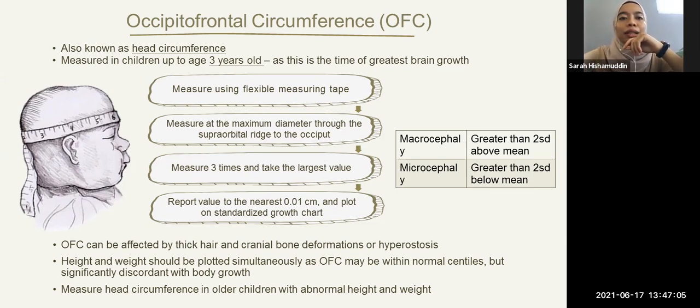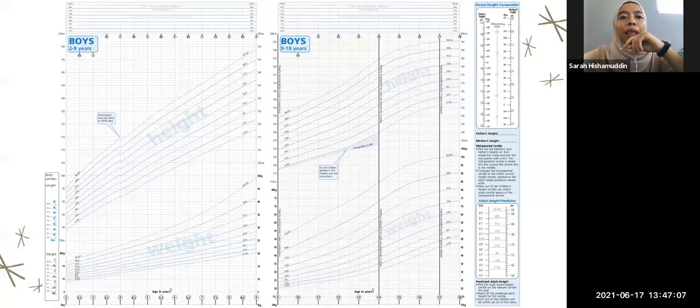Okay, so next is the example of the growth chart for boys from 2 to 18 years old, and the next one is for girls. If you note, on the right there is the mid-parental centile, which we can plot according to the parents' height, and then we compare with the patient's height.